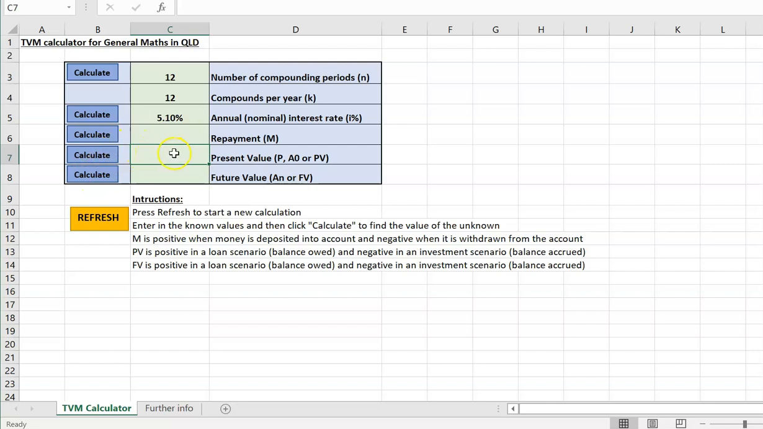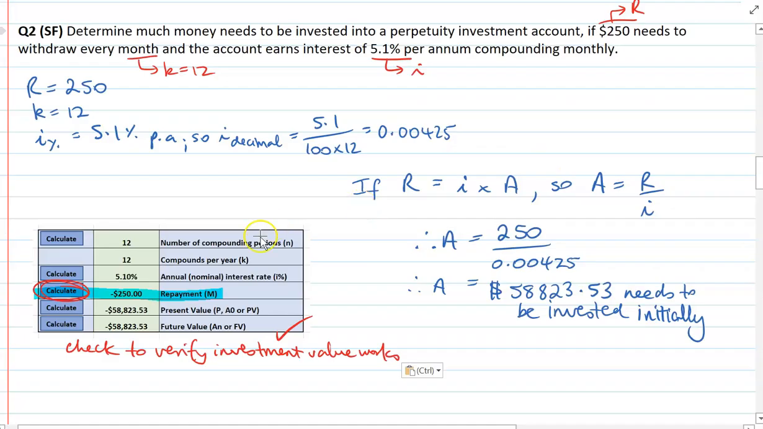So the way I'm using the TVM calculator to check this is to enter in the answer I found, which was $58,823.53, as both the present and future value. And then check that the repayment value that it spits out is the $250, which it is. So I know that my answer is correct. Okay, so I would just document that.